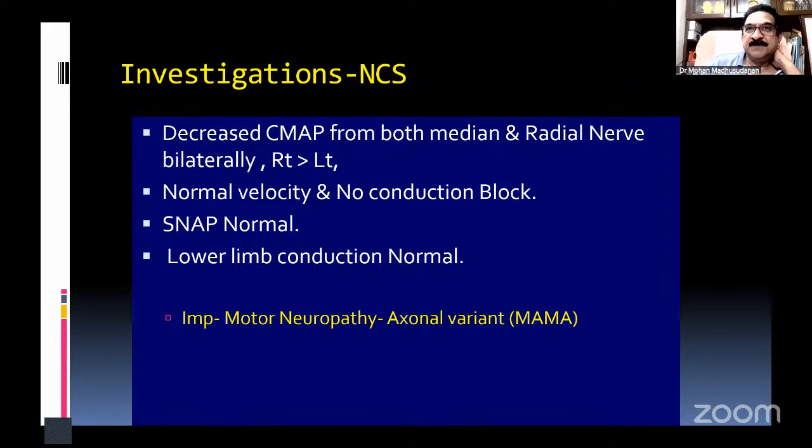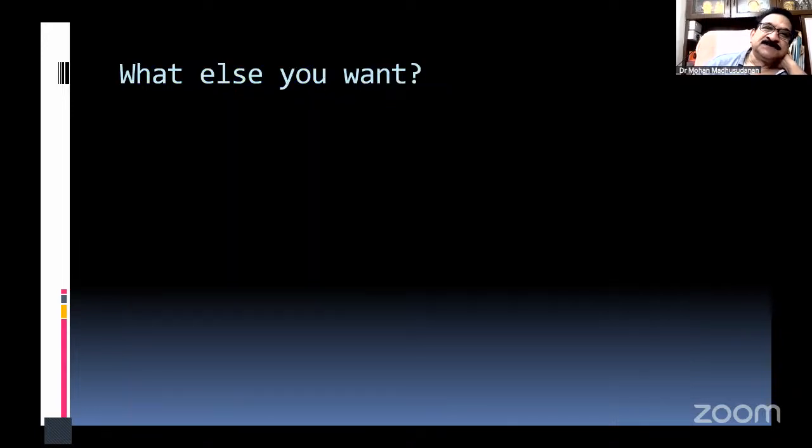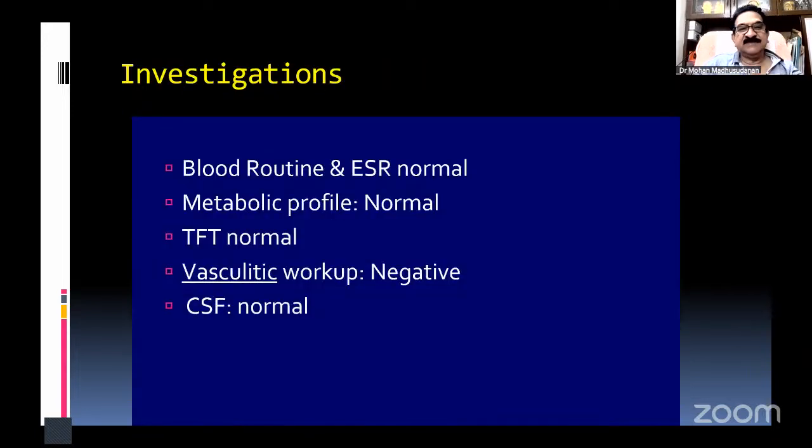So investigate for the cause of multiple nerve involvement. Blood routine and ESR were done and normal. Metabolic profile normal. Thyroid function normal. Vasculitis workup negative. CSF was normal. So what would you like to do?